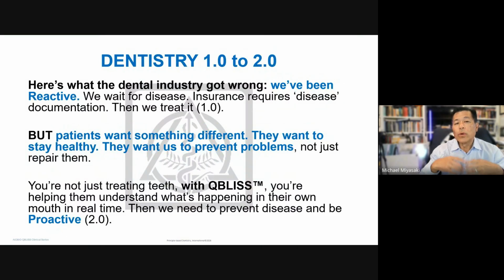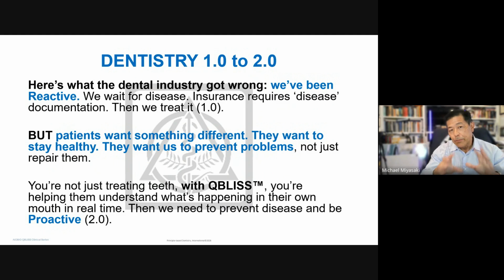And so one of the things that we've emphasized in all these programs about QBLISS is, again, I think the dental industry got things wrong. We've been very reactive in our industry. We wait for disease. We look at our radiographs and we see a cavity, and then we go in there and treat that cavity because the insurance has kind of trained us to be that way. If we want to get compensated for doing that filling, we have to be able to show the insurance company that there was a cavity.